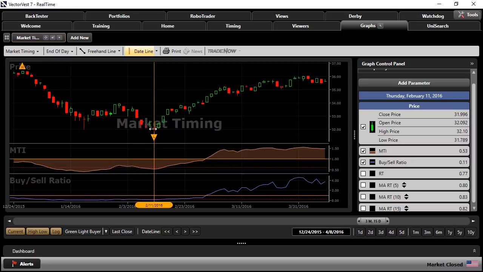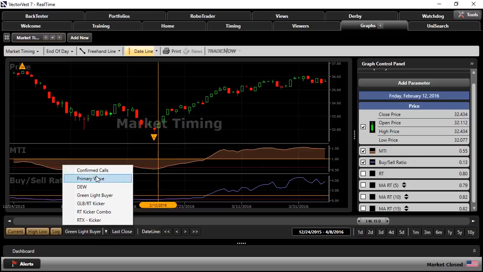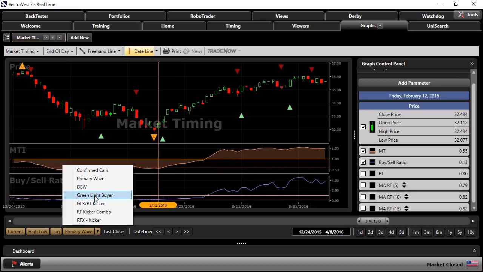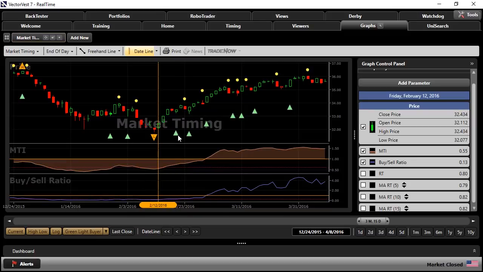So if I click right here on 2/11, what is the date that I want to use? 2/11 was the actual bottom. What was the explosive day? 2/12, and we had an opportunity to make some money. Now, again, that's the gunslinger day, the more aggressive type. If I want more confirmation, put on the primary wave. When did that happen? One day later. Did you have an opportunity? Yes, you did. Let's go to the green light buyer again. Did you have an opportunity?